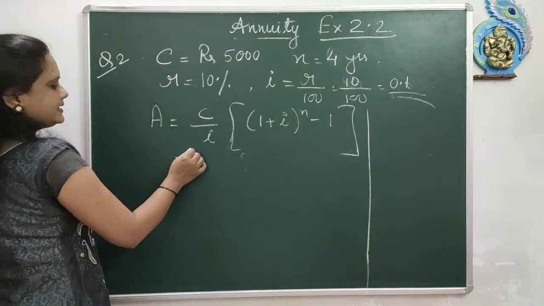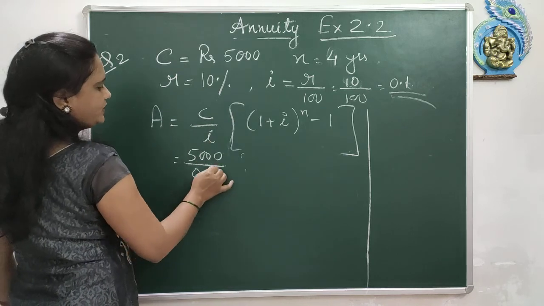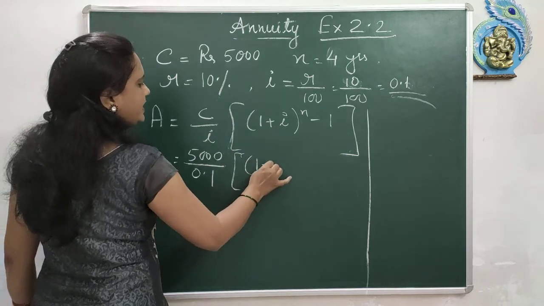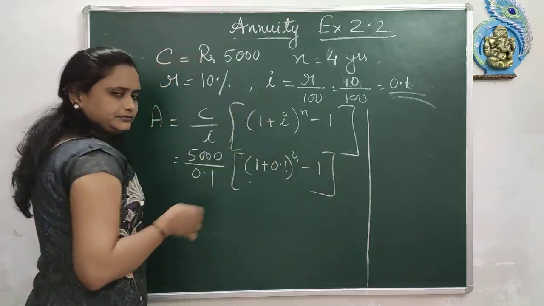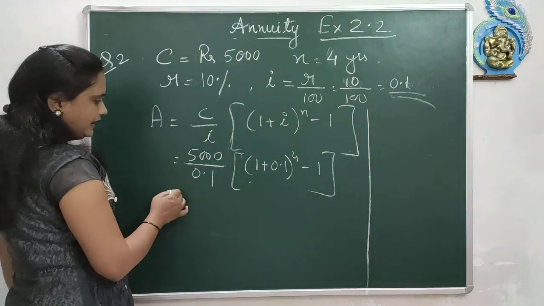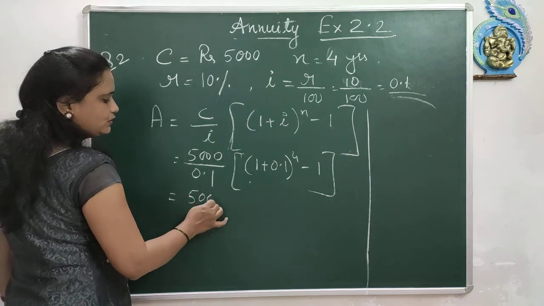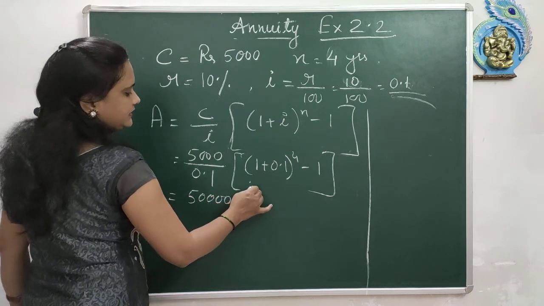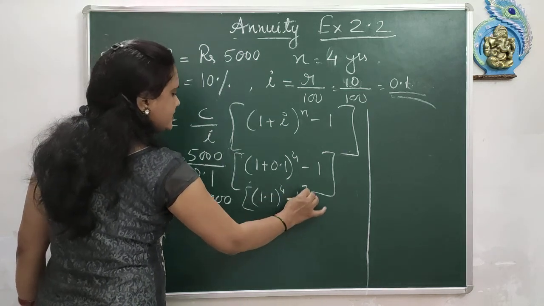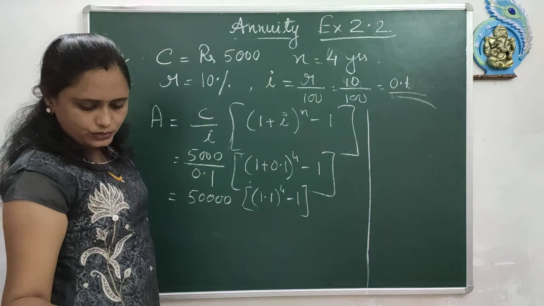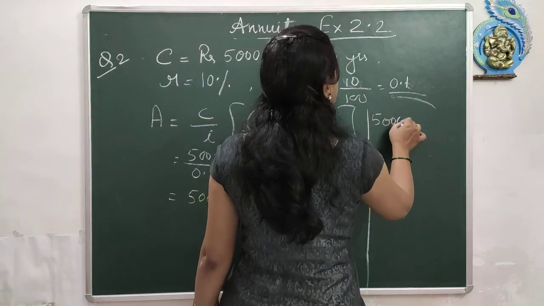So C, that is 5000 upon I, that is 0.1. 1 plus 0.1 to the power 4 minus 1. So here 5000 upon 0.1 will be 50,000. Then 1.1 to the power 4 minus 1. Now again, 1.1 to the power 4 is given to you in the question only. No need to calculate it.